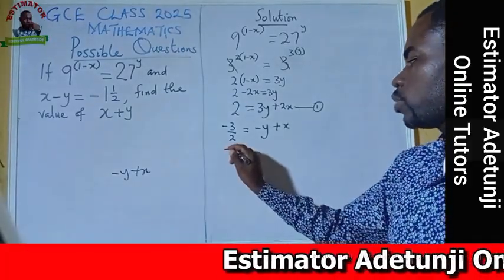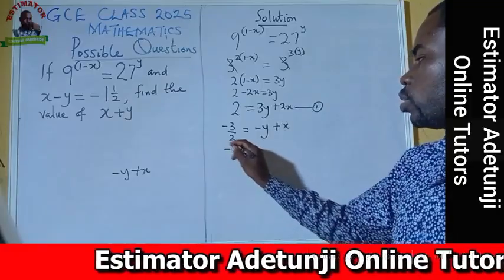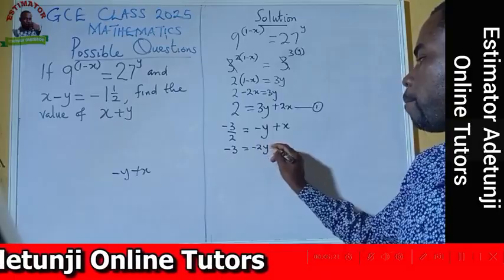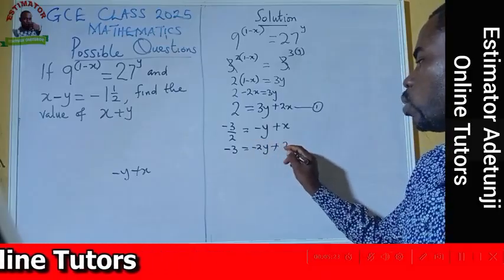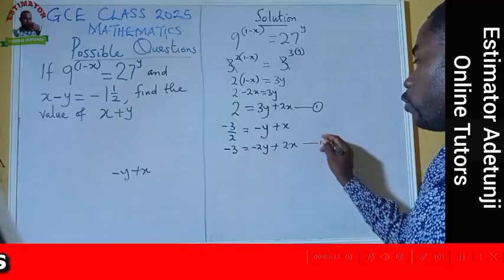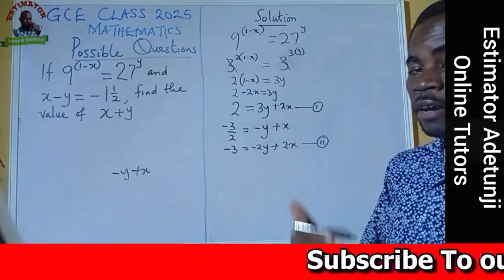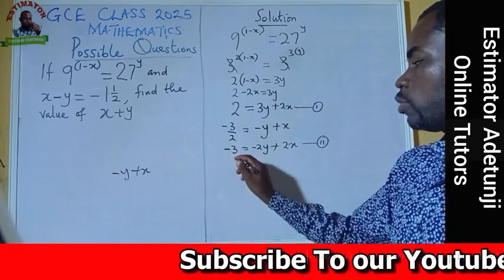So we have minus 3 equals this one, 2 times minus y becomes minus 2y, 2 times x, that is 2x. So I have my equation 2. Because of what is in between, I can decide to rewrite so that I will have a perfect equation. I'll just say rewrite.